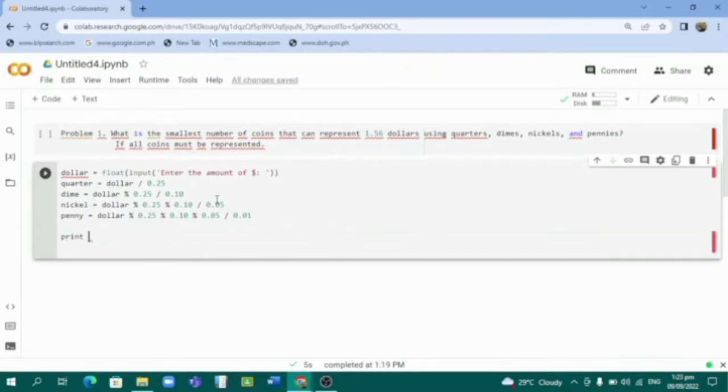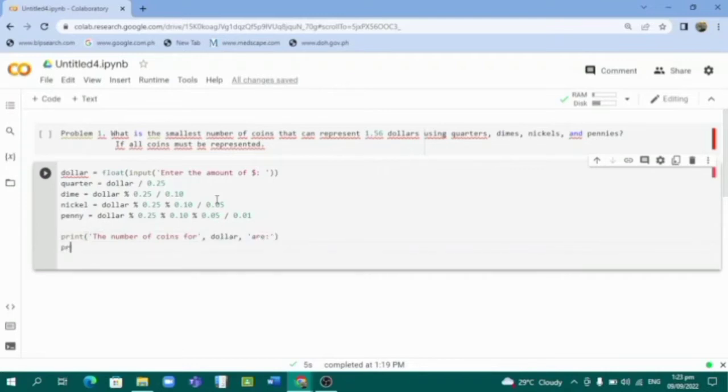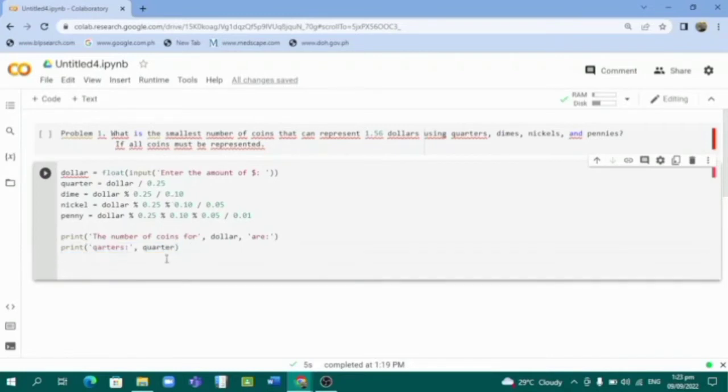Print, quotation mark, the number of coins for, comma, dollar, comma again, quotation mark, colon. Then print, close open parenthesis, the value of quarters, colon, comma, and then quarter. We're gonna copy paste it so we can easily type.